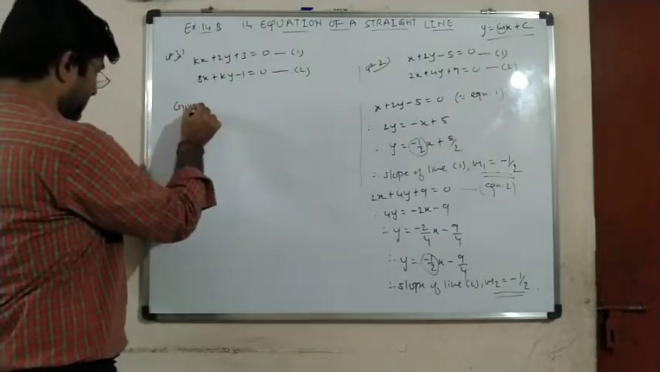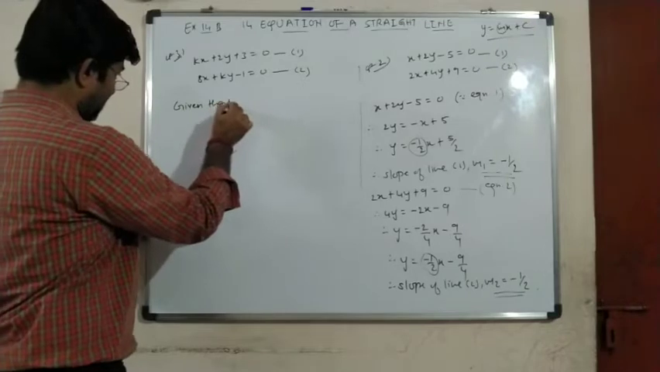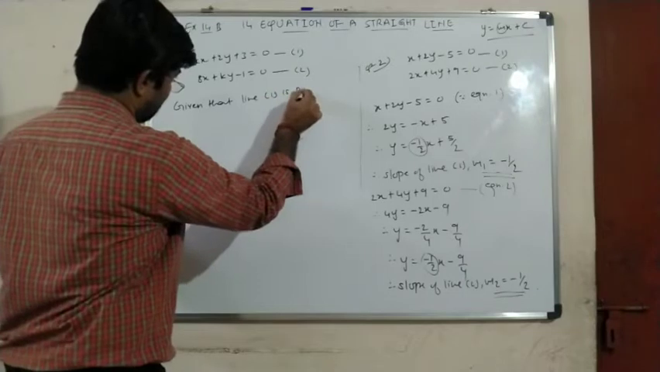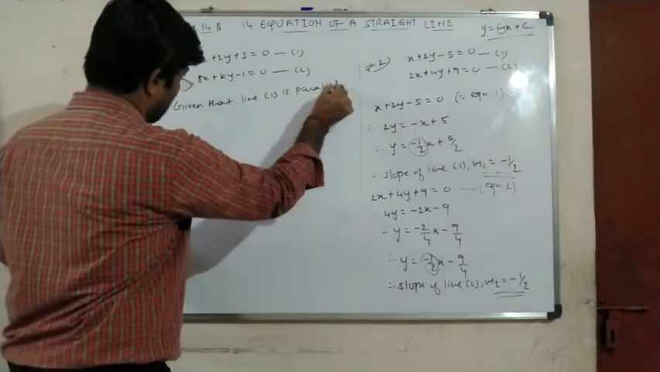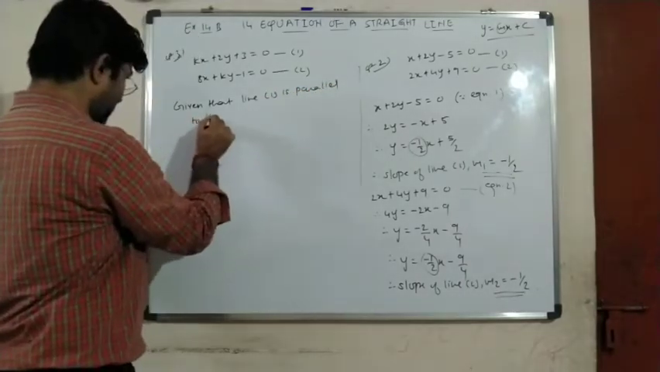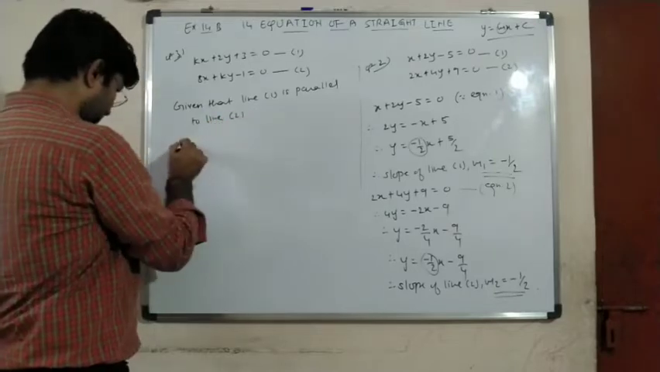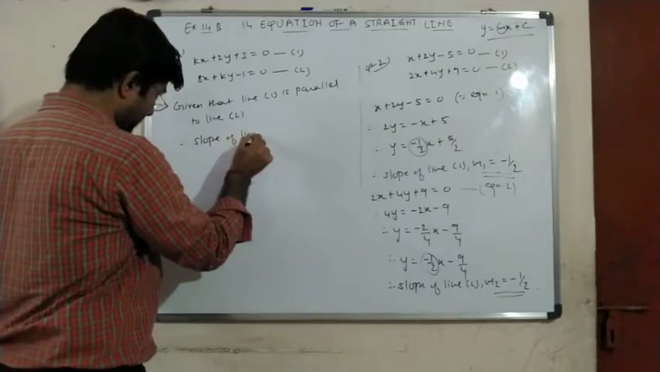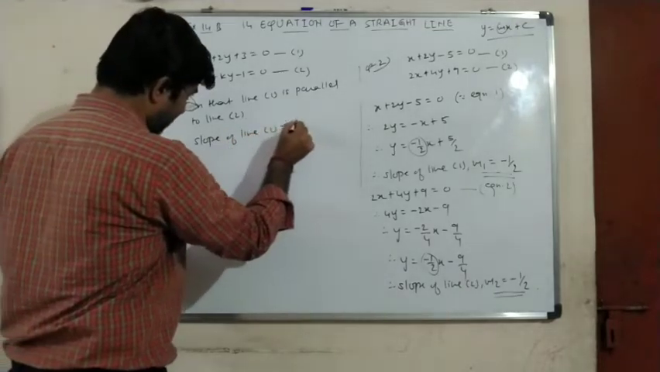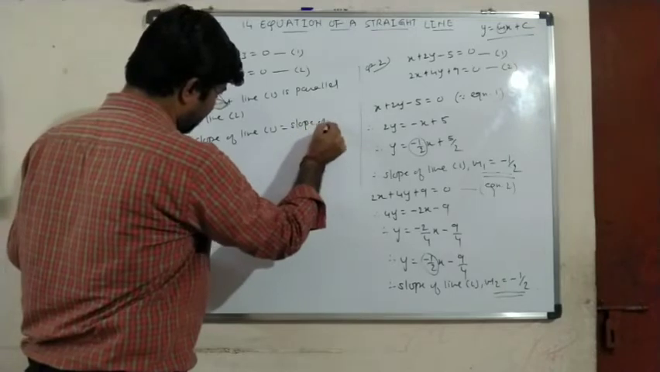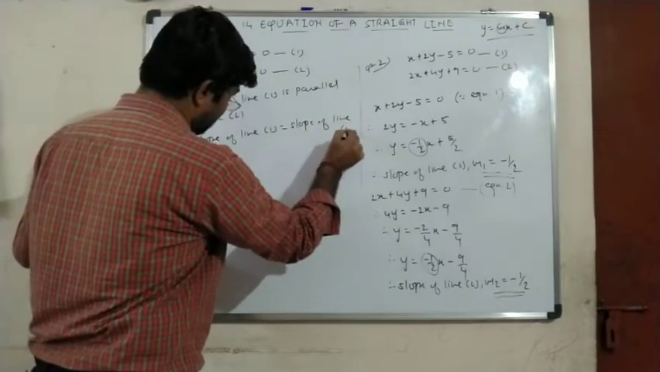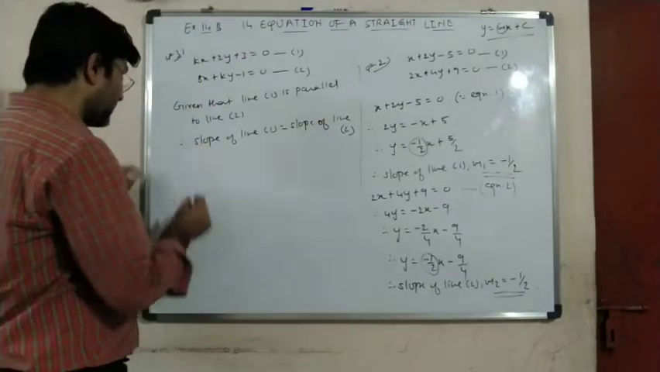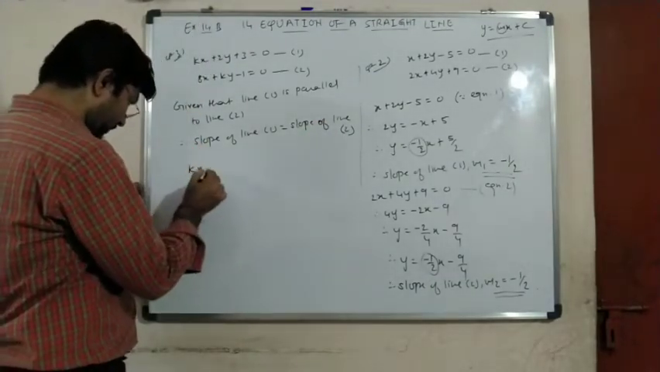Okay, it is given that line 1 is parallel to line 2. Yes or no? And therefore slope of line 1 will be equal to slope of line 2. Clear? Slope of first line will be equal to slope of second line. Now let us first find out the slope.